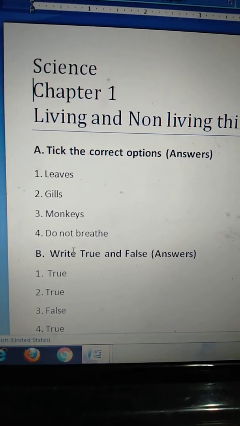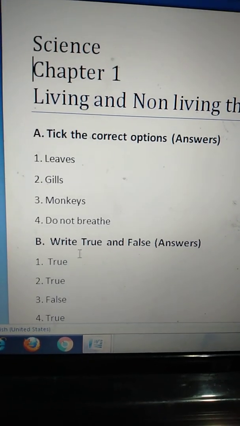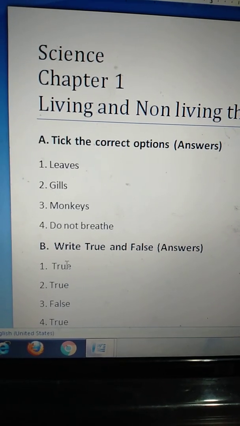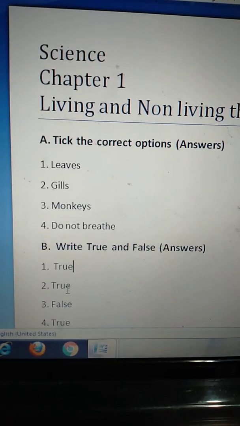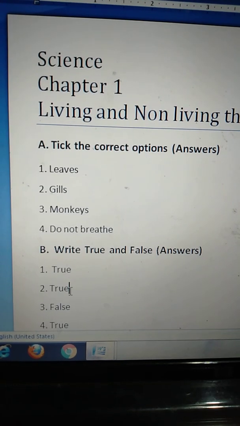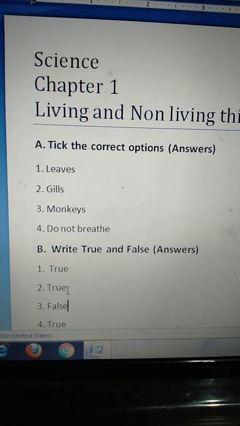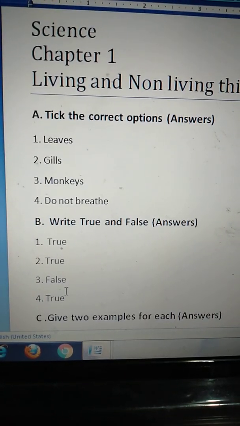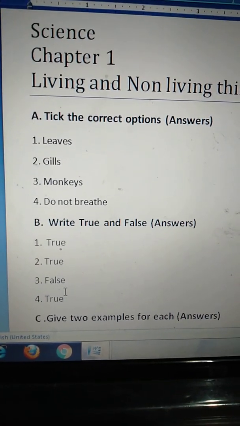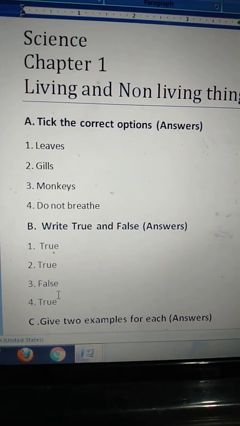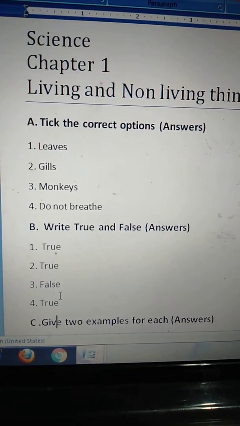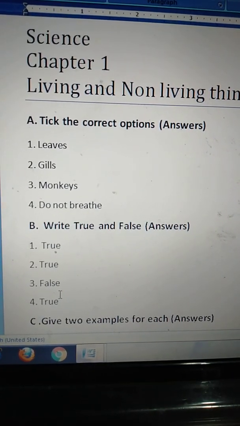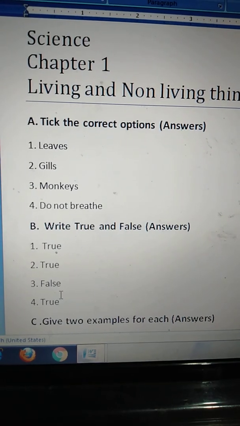Now go to B, write true and false. The first answer is true. Second answer is true. Third answer is false. Fourth answer is true. Just do this book work now only. Whenever you are seeing the video, you complete this book work simultaneously along with the lesson.